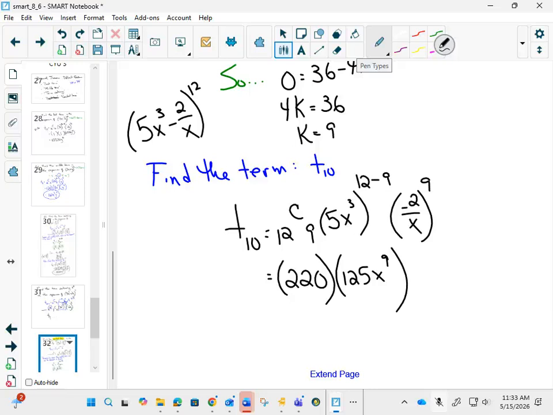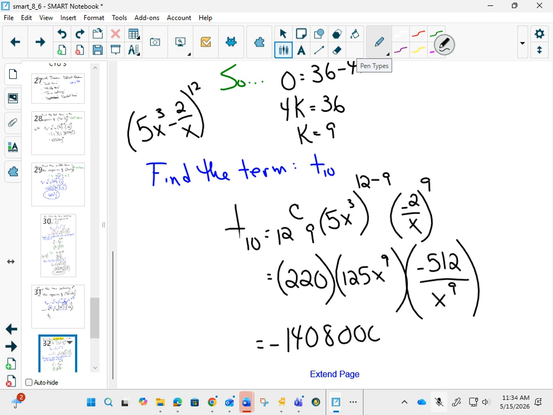Negative 2 to the power of 9. I think that's 512. It is. And it's going to be negative, because it's a negative to an odd exponent, and x to the power 9, x to the 9. Put your numbers together. 220 times 125 times 512. It's going to be negative 140, 8, and then 4 more zeros. Oh my goodness, that's a beautiful number.